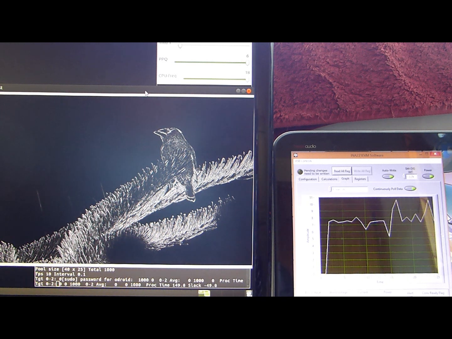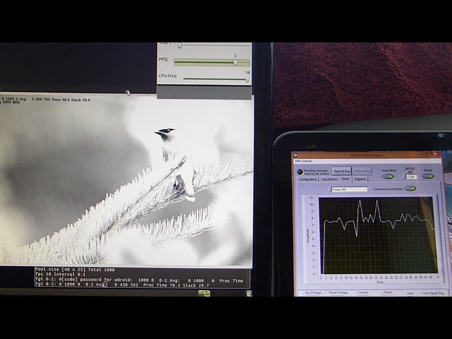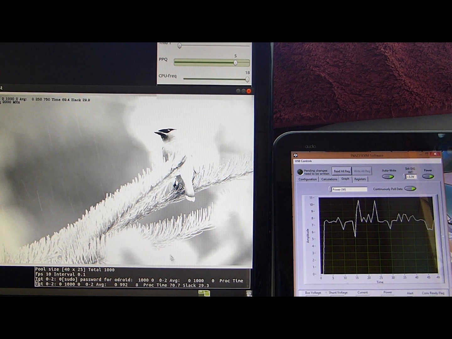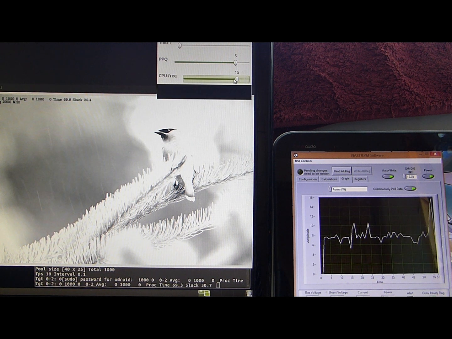As can be seen when running the 100% 5x5 convolution, we're in negative slack time down here and slower than 10 frames per second, so there's no potential for power saving here, and it's using around 7.8 watts. Right, so if we go to the 100% 3x3, we see the slack time goes up to 29.7, so we could actually slow down the frequency just a little bit.